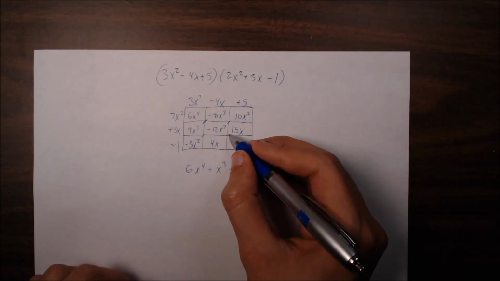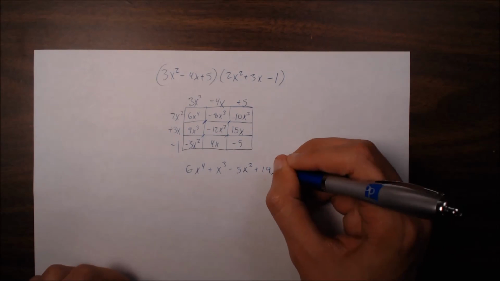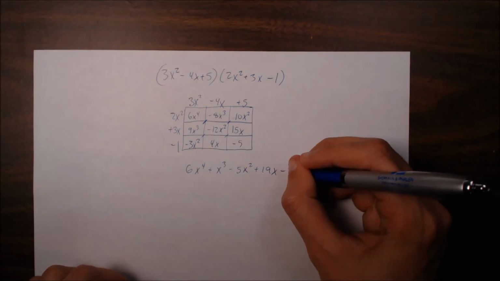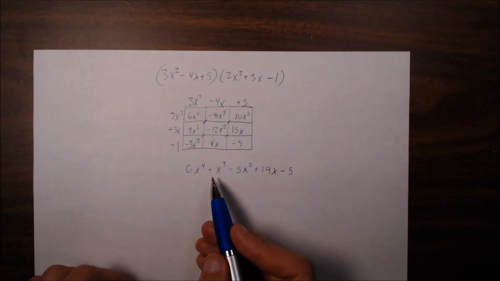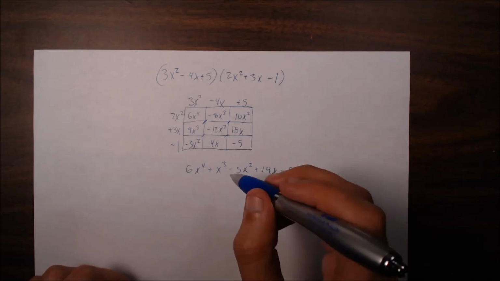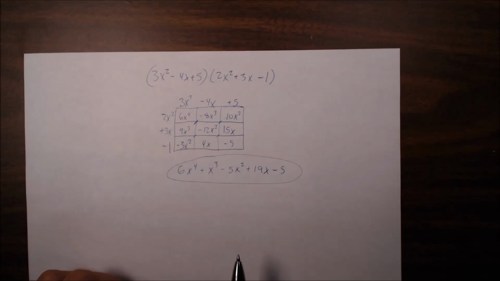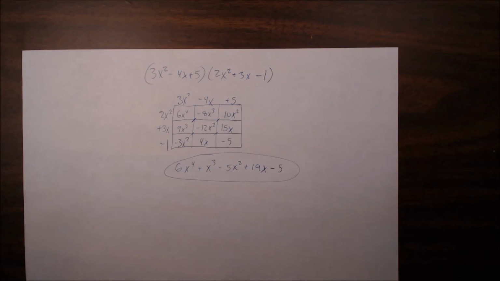I need to combine the x's. 15 and 4 makes 19. And I have a negative 5 at the end. All the terms have been combined. I have no like terms that I can't combine. This is the product of these two trinomials. And that's the basic operations with polynomials.